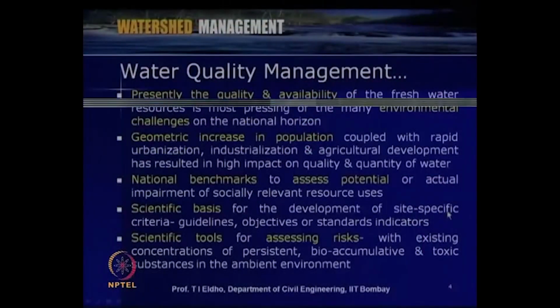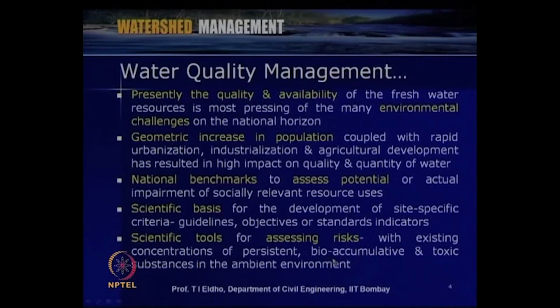So there should be a scientific basis for the development of site specific criteria, and these criteria are called guidelines, and then objectives or standards indicators. As we have seen, certain indicators or standards should be there to achieve the quality of the water, for example drinking water standards or standards for any other use.